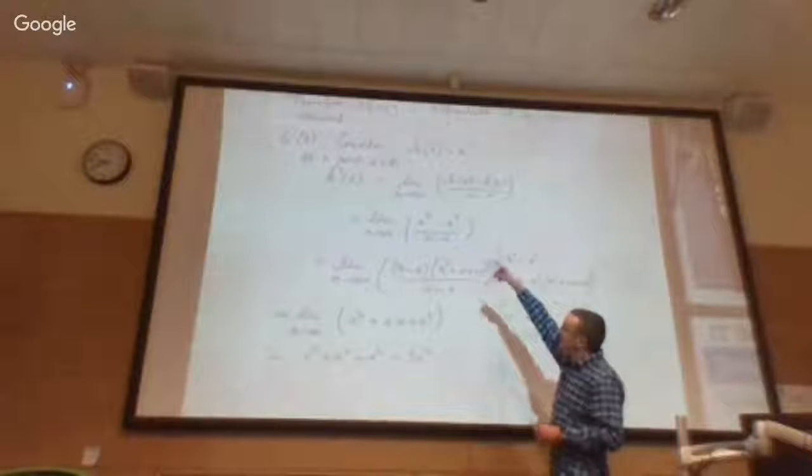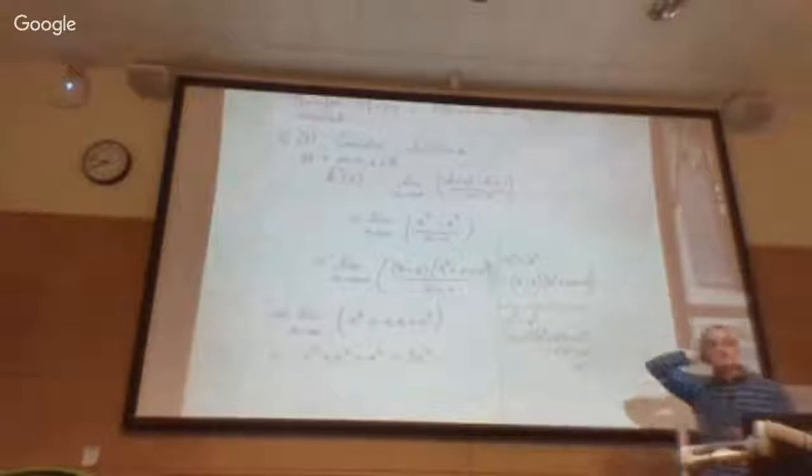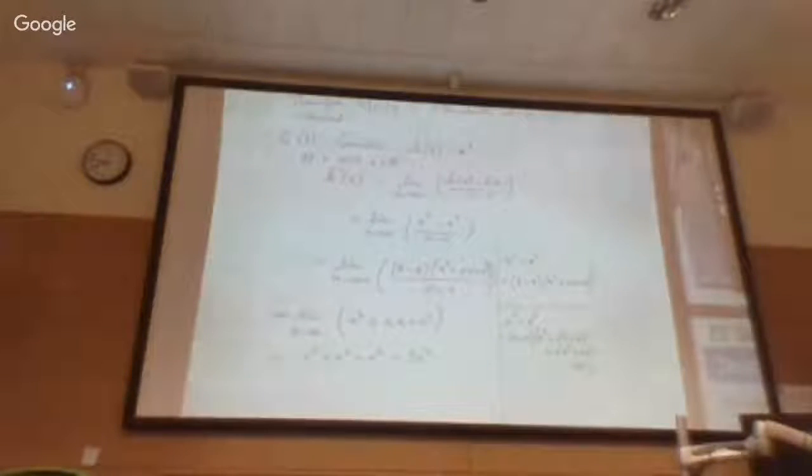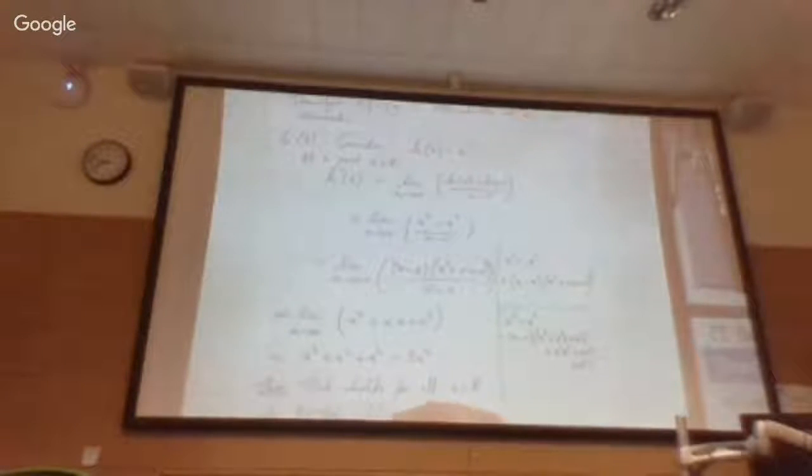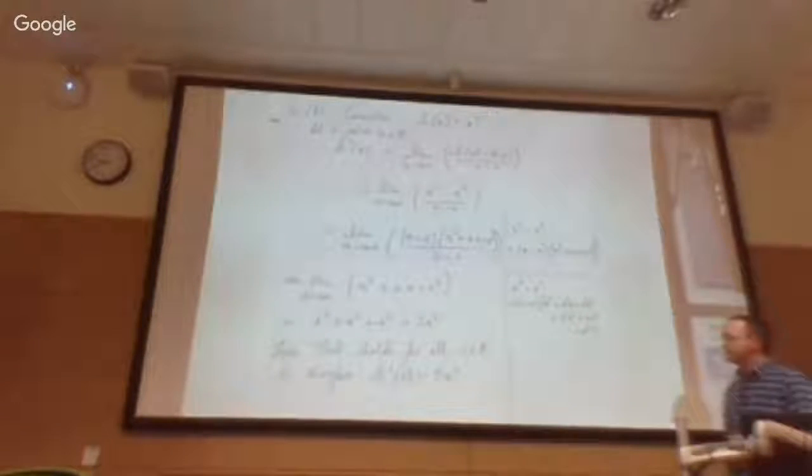And this holds at any point a. Okay, there's nothing special about a, it's just some fixed point in the numbers. So therefore, this holds for all a. The derivative of h, this function, is equal to 3x squared everywhere as a function.